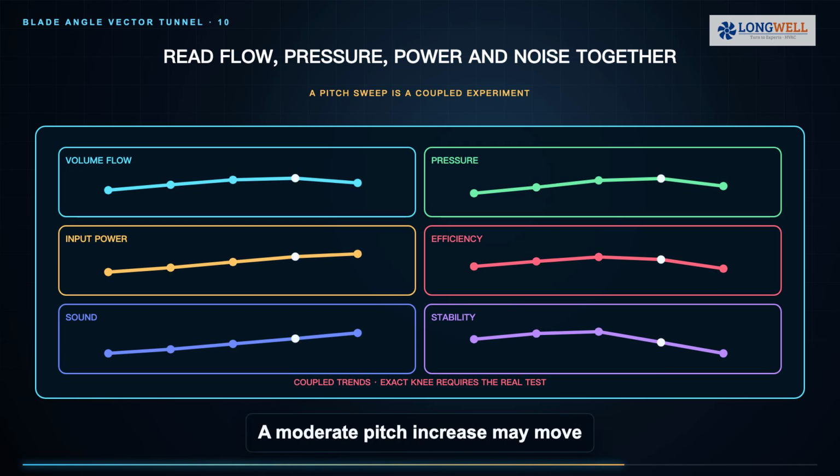A moderate pitch increase may move the fan curve toward more pressure and flow, while power and noise also rise. Beyond the useful region, separation can flatten pressure, increase broadband and tonal noise, raise torque, and reduce efficiency. The exact knee belongs to the real blade and operating condition.